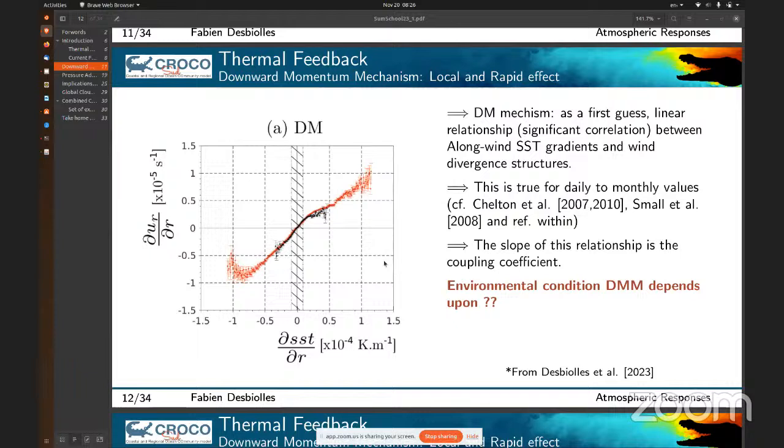Here in red, this process and the coupling coefficient have been shown for two decades with satellite observation and over monthly fields, like averages. And this is what I show in black. And in red, actually, the daily responses. So we see that the downward momentum mixing is actually a rapid process, because we're going to see that at daily timescales and even smaller. So this graph has been done over the global ocean.